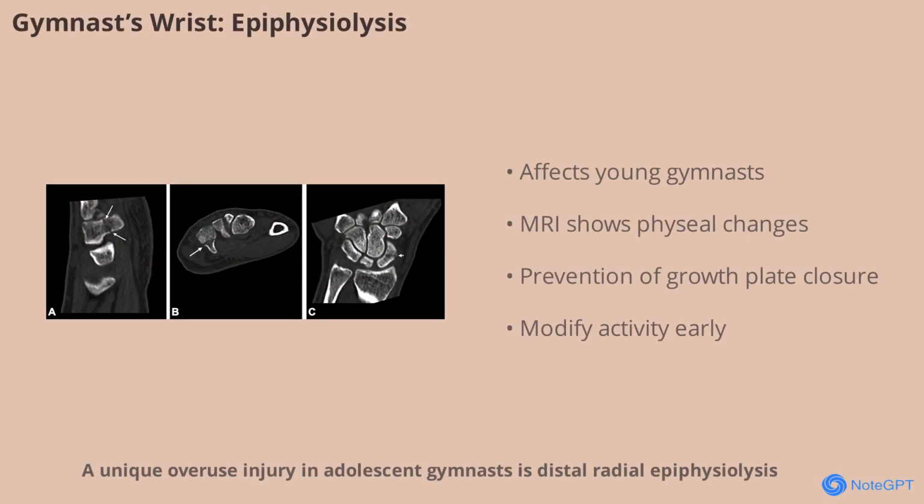A unique overuse injury in adolescent gymnasts is distal radial epiphysiolysis, also known as gymnast's wrist. Repetitive compressive forces through the extended wrist cause widening of the distal radial physes and potential metaphyseal injury. MRI may show paraphyseal edema, physeal widening, and early signs of physeal bridging.